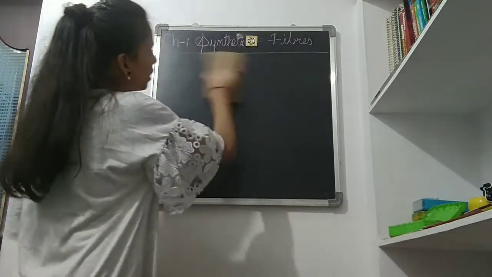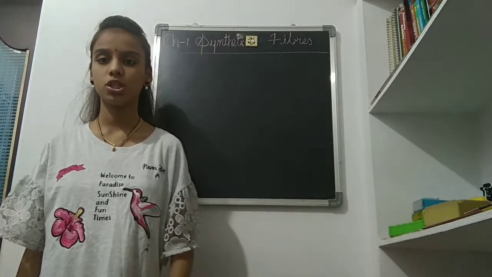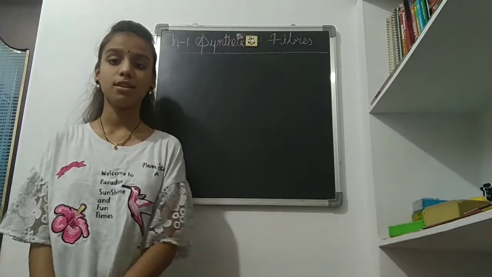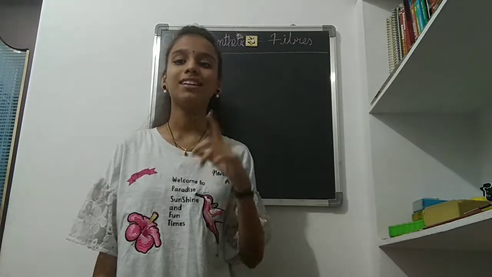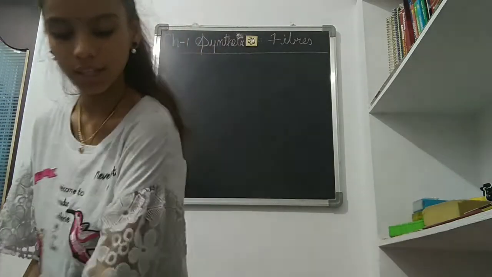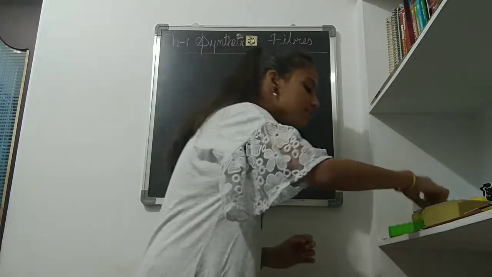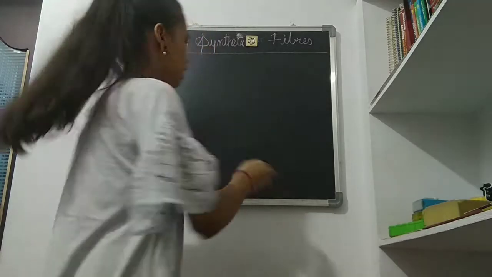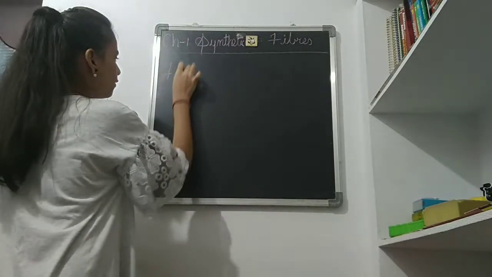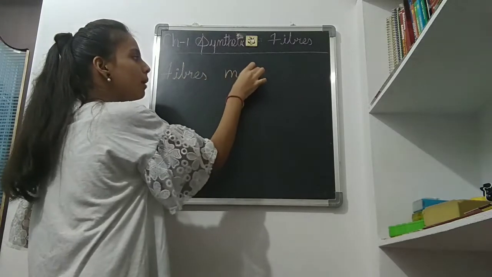So where are synthetic fibers obtained from? Natural fibers are obtained from plants and animal species. From where are synthetic fibers obtained? You get this question in your mind. So for that, we see what synthetic fibers are. Any fiber you take, fibers that are made by human beings.